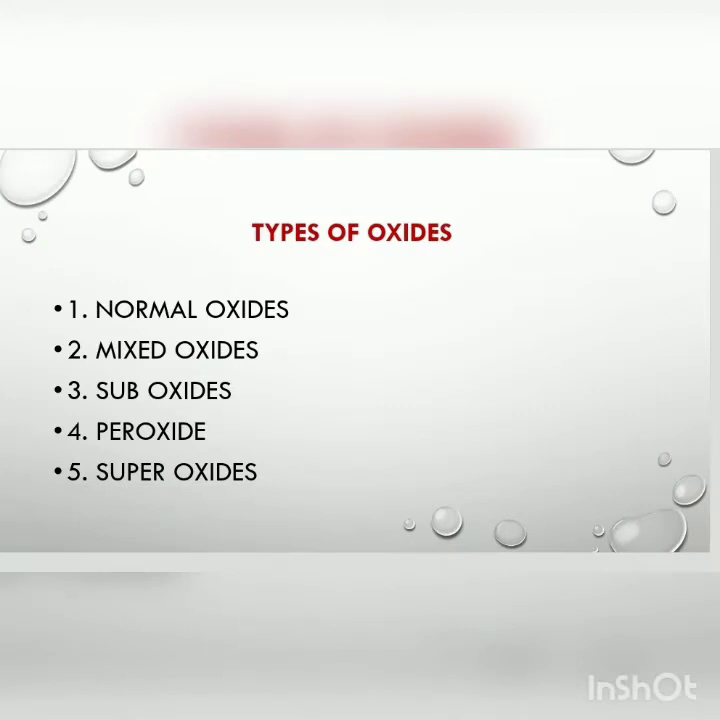So there are 5 types of oxides. Number 1 is normal oxides or simple oxides. Number 2 is mixed oxides. Number 3 is suboxides. Number 4 is peroxide and number 5 is superoxides. In normal oxides, the oxidation state of oxygen is minus 2, whereas in peroxide it is O2 minus 2.